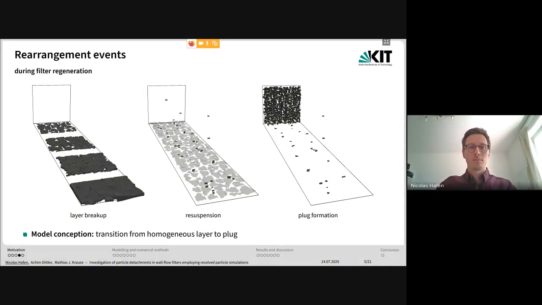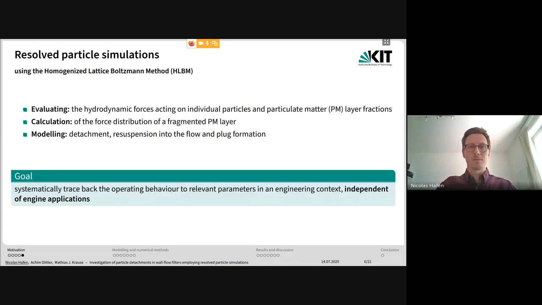We're interested in this whole process, and we're investigating it with resolved particle simulations, specifically with the homogenized lattice Boltzmann method. I'm not going to talk about the homogenization too much, but about the application of that method. We want to evaluate the hydrodynamic forces on individual particles and the particulate matter layer fractions, and calculate the force distribution of those fragmented layers. In total, we want to capture the detachment, resuspension, and plug formation afterwards, in order to systematically trace the operating behavior back to relevant parameters in an engineering context, independent of engine applications.